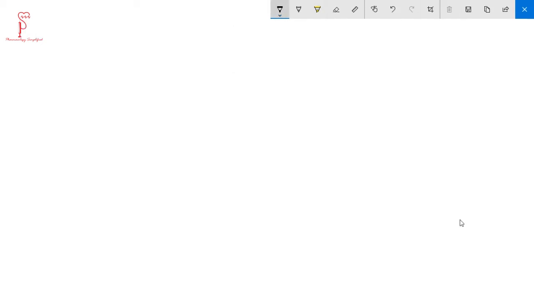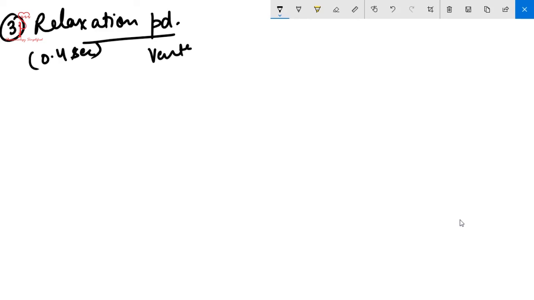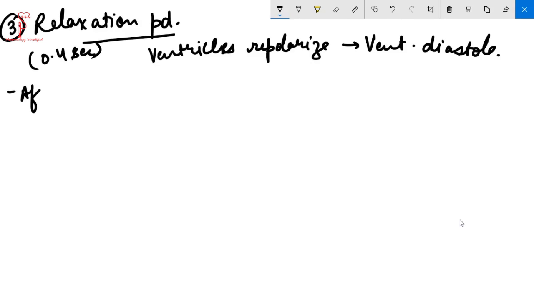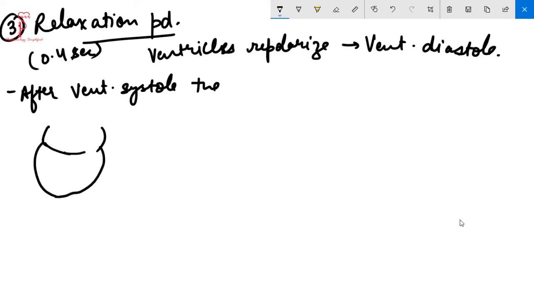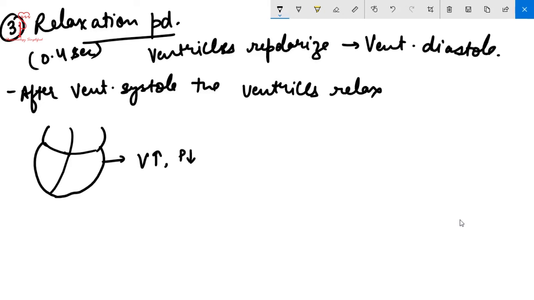Interesting. And lastly, we will see the relaxation period. This lasts for about 0.4 seconds. During this, the ventricles repolarize and they undergo ventricular diastole. Diastole is the relaxation. After ventricular systole, the ventricles start to relax, and when the ventricles relax, you have to imagine this, the volume of the chamber will start to increase and the pressure will start to decrease, right? Volume and pressure are inversely proportional. Higher the volume, lesser will be the pressure. So here the volume is increasing, hence the pressure would decrease.